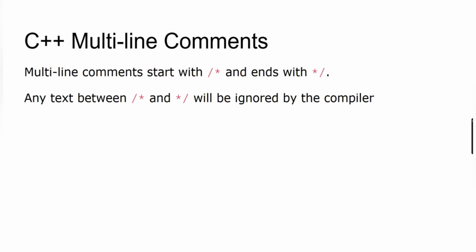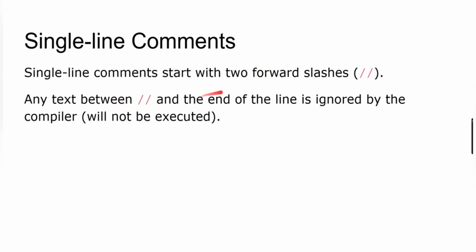Also, we have a multi-line comment. In multi-line comments, we start with a slash and star and end with a star and slash. Any text between these two symbols will be ignored by the compiler. So basically, any text between these two symbols will be a comment. Remember that in multi-line comments, we need to make use of this particular symbol, and in single line comments, we need to make use of this symbol. We will see in the demo how to make use of single line comments as well as multi-line comments and which comment you need to use as per your condition.